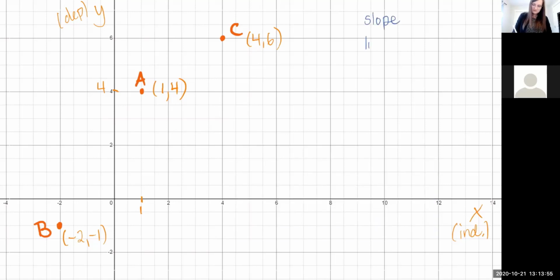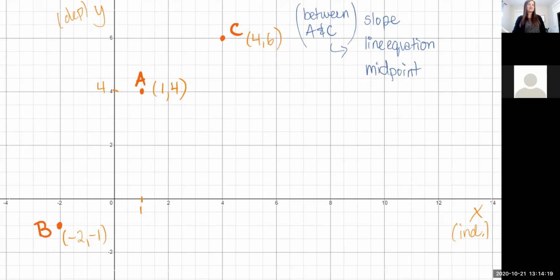The line equation. We might be interested in the midpoint, right? The point that's exactly in the center of that. Maybe we're trying to draw a circle. And then now I'm going to try and draw a circle. And we want to find the center. So maybe we need the midpoint.